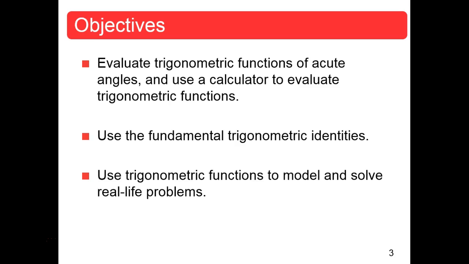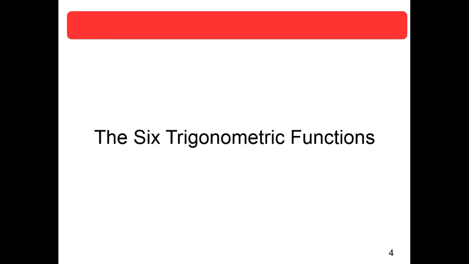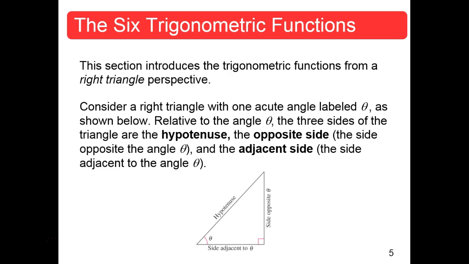And we use a calculator to evaluate trigonometric functions, which we've already done. We'll use the fundamental trigonometric identities, which are the same as they were for unit circle. The identities are identical, okay? And we'll use trigonometric functions to model and solve some real-life problems. Good, okay? So let's go back over the 6 trigonometric functions, but this time we're going to do it relative to right triangles, not unit circles, okay?